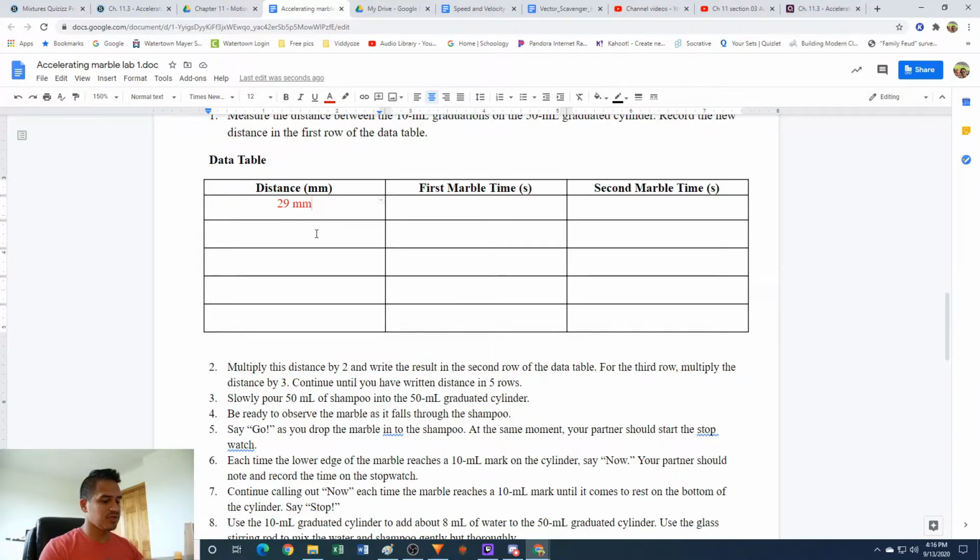So we have 29 millimeters. Let's times that by 2. That gives us 58 millimeters. And let's make sure that this is red font, red text. So 58 millimeters. And then we'll go 29 times 3, 87 millimeters for the next one. Then 29 times 4, 116 millimeters. And then 29 times 5 is 145 millimeters. On your sheet, you should then have all of those numbers written in as well. And then we're going to move on to putting the shampoo in the graduated cylinder.